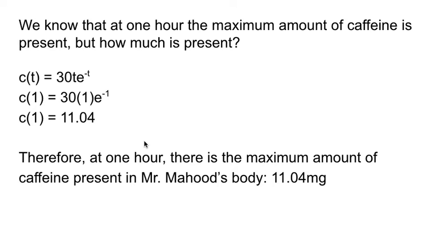So we know that at 1 hour the maximum amount of caffeine is present, but how much is present? So we have our derivative here, and we know that 1 hour is when the maximum is. And this is not the derivative, this is the original function of the concentration of caffeine in the body. So we plug 1 in for the hour, and then we find 11.04. So therefore, at 1 hour, the maximum amount of caffeine present in Mr. Mahmoud's body is 11.04 milligrams.